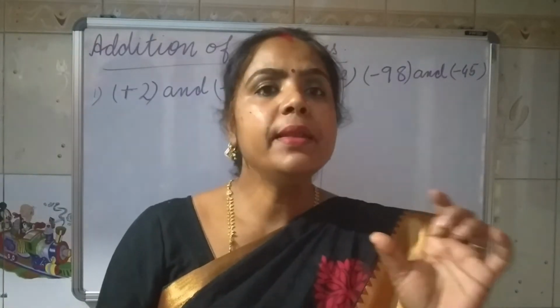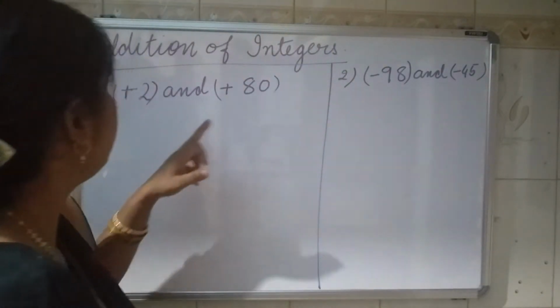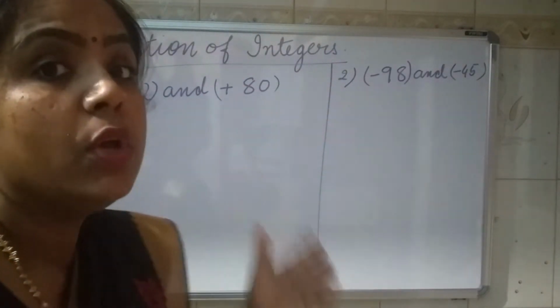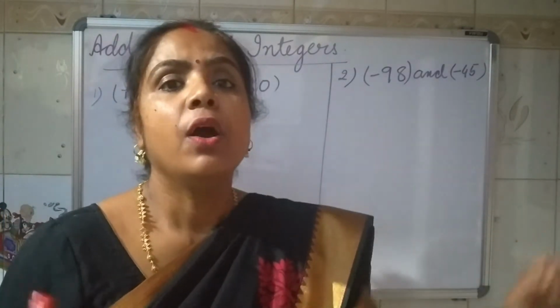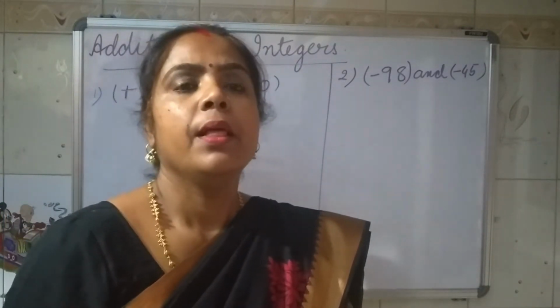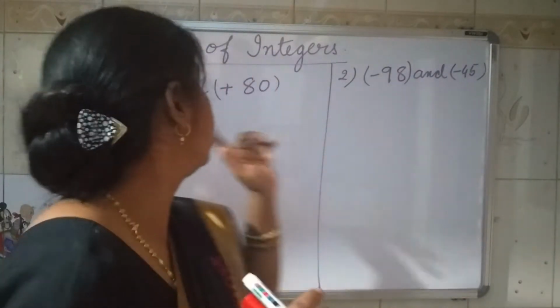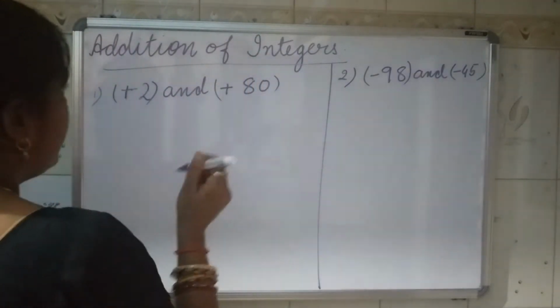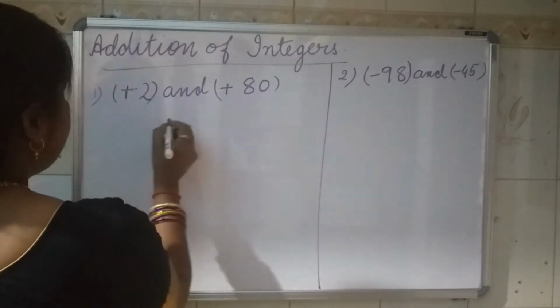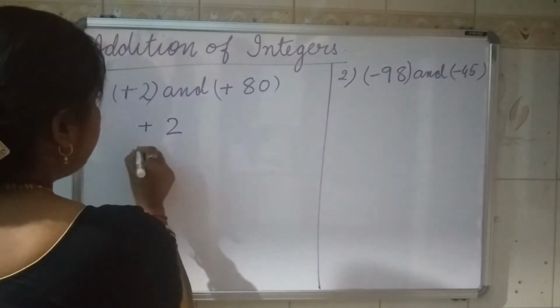If the numbers are small, we can add on the number line. But if numbers are big, for example, plus 80 and plus 2, it's difficult to draw 80 on the number line, such a big line. So what we will do, we just do it in a simple way. We are going to do plus 2 and plus 80.